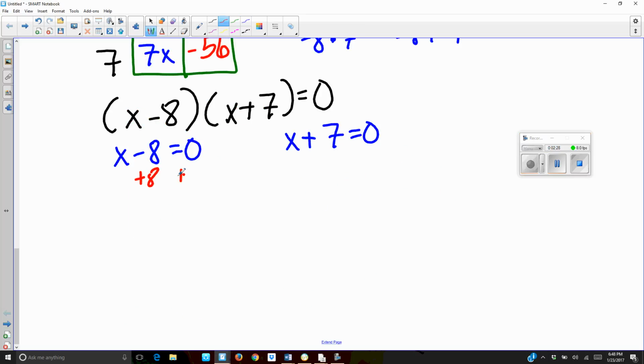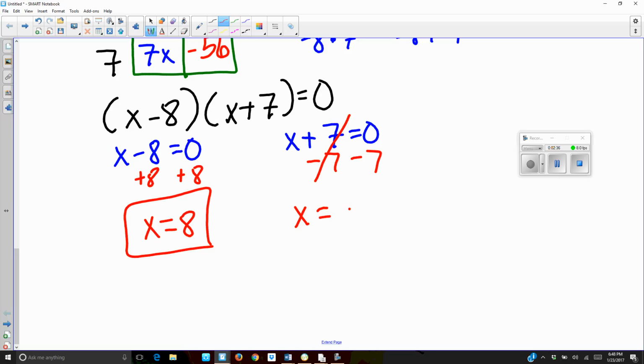Solve these for x, add 8 to both sides. X equals 8 is a solution. And x equals negative 7 is a solution as well. So we've solved for x for this problem. Set equal to 0, factor, and then solve. So let's go on to the next page and do a couple more.